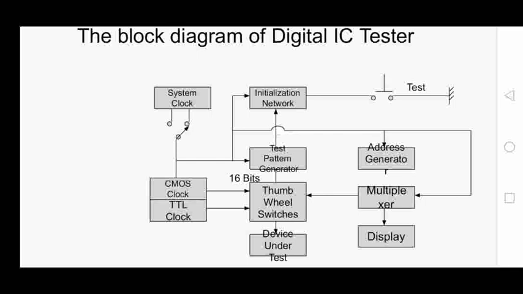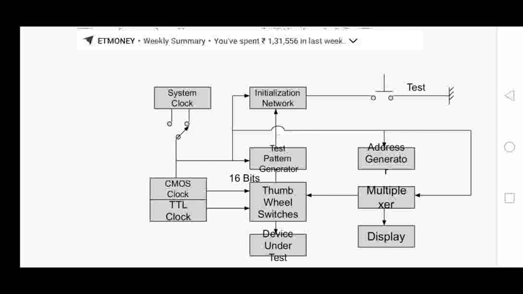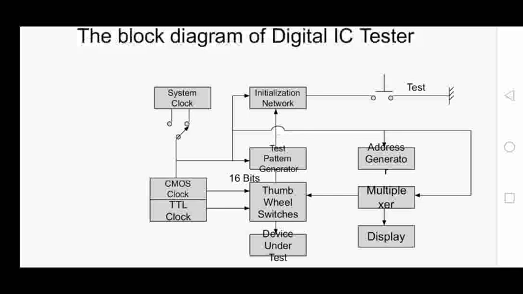So basically, if your IC is 16 bits, we will be having 16 thumb wheel switches, which are arranged in two blocks. We are calling these the thumb wheel switches. On the base of these thumb wheel switches, we are placing the device under test, meaning the IC which we are going to test is placed on these thumb wheel switches.